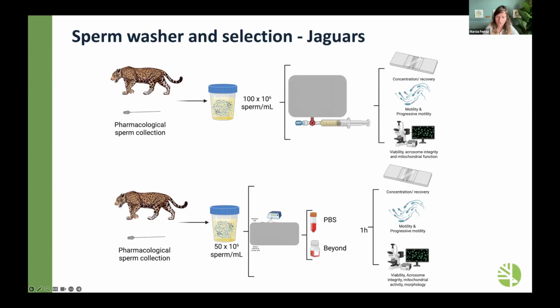But we did check two media for the sperm handling. PBS is what they normally use with the jaguar sperm just to wash it after collection. And the other one is an extender for bovine and equine that we were testing to see if that would work for the jaguars. And then again, we checked those characteristics we talked about before. We also did some sperm where we washed it with the washer and then selected it.